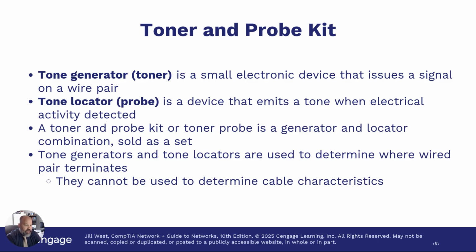The first tool, and it's kind of the best friend here, is the toner and probe kit. A tone generator, which is called the toner, sends a signal on a pair of wires, while a tone locator, which is the probe, detects that signal and makes a noise when it finds it. Together, they help you trace cables and determine where wire pairs terminate, which is very important when you're dealing with a ton of cables that all look the same. However, they can't determine cable characteristics like speed capabilities. Think of them as like bloodhounds that can track cables, but they can't tell you how fast they can run.